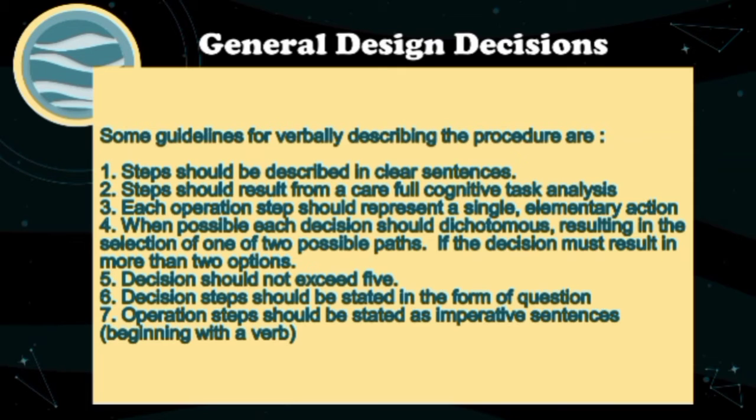General design decision. Some guidelines for verbally describing the procedure are: number 1, steps should be described in clear sentences. 2, steps should result from a careful cognitive task analysis. 3, each operation step should represent a single elementary action. 4, when possible, each decision should be dichotomous, resulting in the selection of one of two possible paths, if the decision must result in more than two options. 5, decisions should not exceed 5. 6, decision steps should be stated in the form of a question. 7, operation steps should be stated as imperative sentences beginning with a verb.